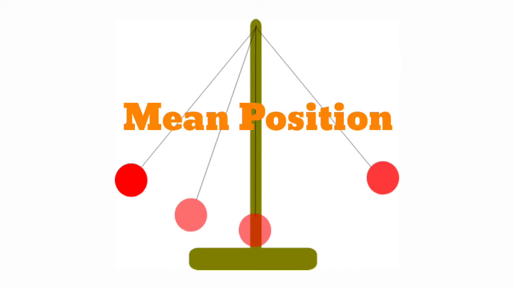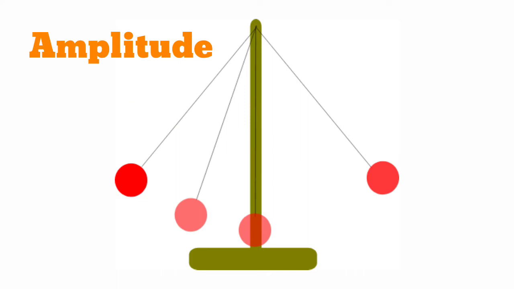The mean position, it is the position where the pendulum has equal potential and kinetic energy. It is the middle part of the pendulum, and it can also be seen as the position where the bob of mass is when it is not in motion. The amplitude, it is the distance or displacement of the bob of mass from the mean position.